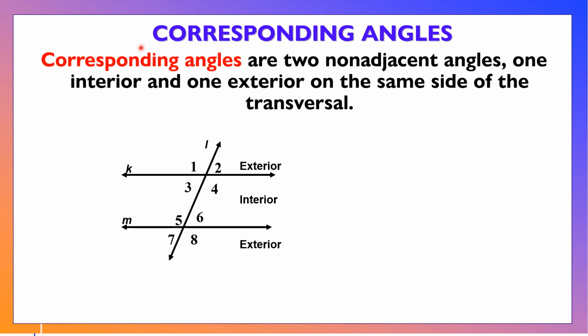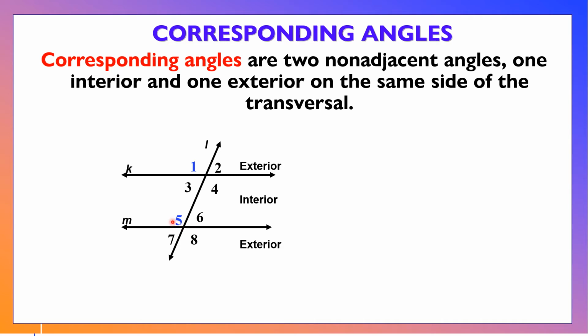Next is corresponding angles. Corresponding angles are two non-adjacent angles, one interior and one exterior on the same side of the transversal. So we have angle 1 and angle 5 are corresponding angles. So one is exterior, one is interior. They are on the same side of the transversal.